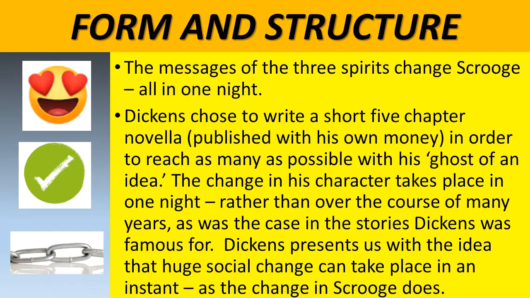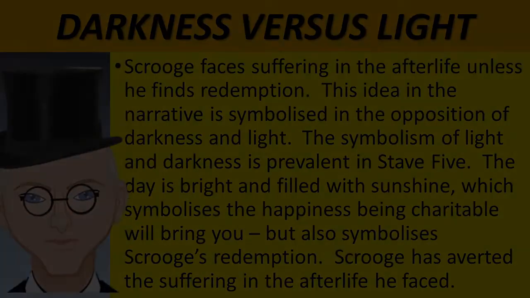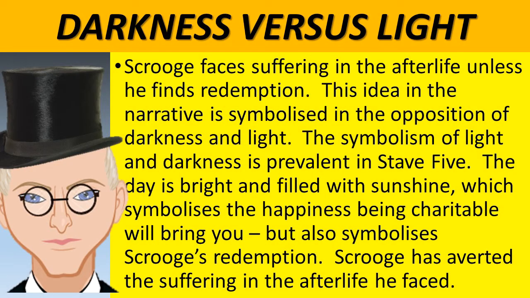Dickens presents us with the idea that huge social change, and the idea that society can completely change instantly, as the change in Scrooge does. All the reader has to do is change their attitude to the poor. And we've got that significant binary opposition in the novel again, darkness versus light. Scrooge faces suffering in the afterlife unless he finds redemption, and this idea in the narrative is symbolised in the opposition of darkness and light.